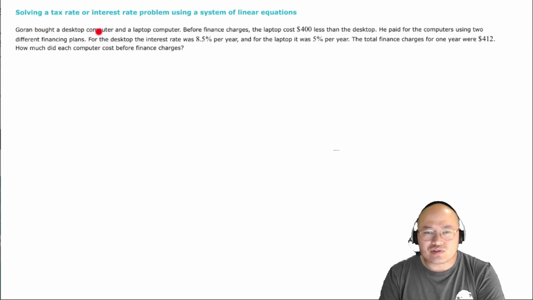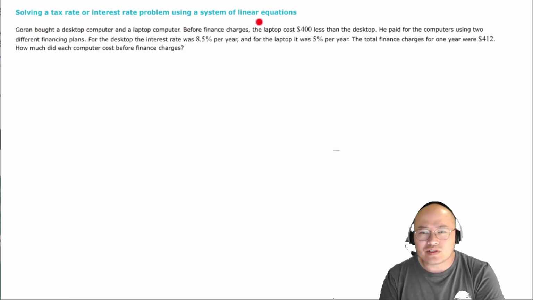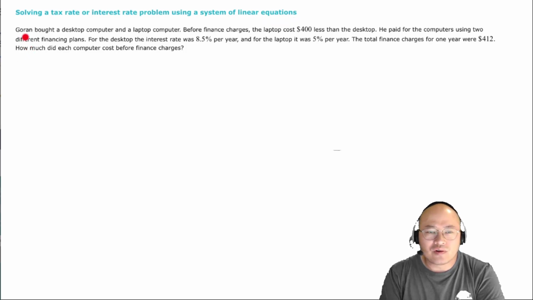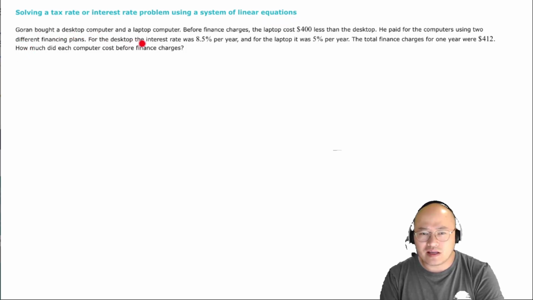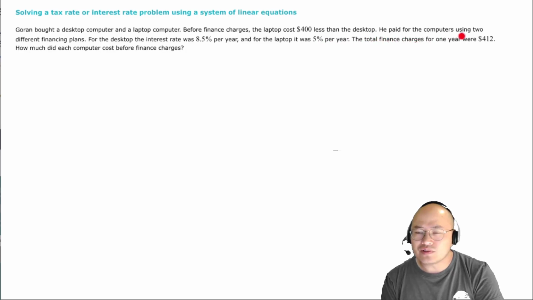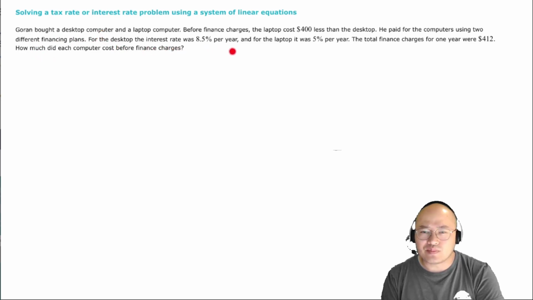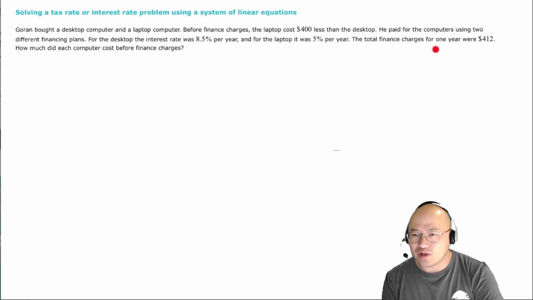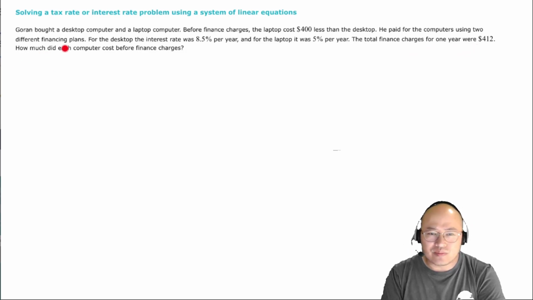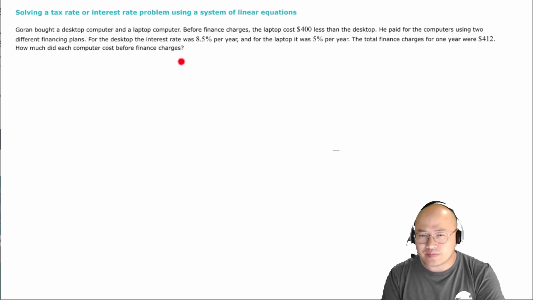Solving a tax rate or interest rate problem using a system of linear equations. Goran bought a desktop computer and a laptop computer. Before finance charges, the laptop cost $400 less than the desktop. He paid for the computers using two different financial plans. For the desktop, the interest rate was 8.5% per year, and for the laptop, it was 5% per year. The total finance charges for 1 year were $412. How much did each computer cost before finance charges?